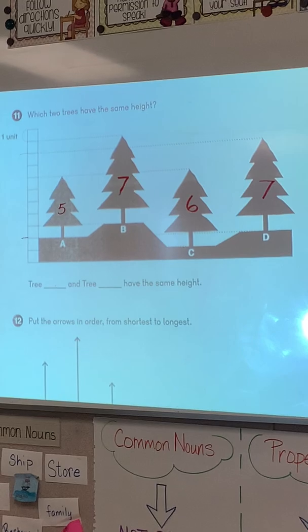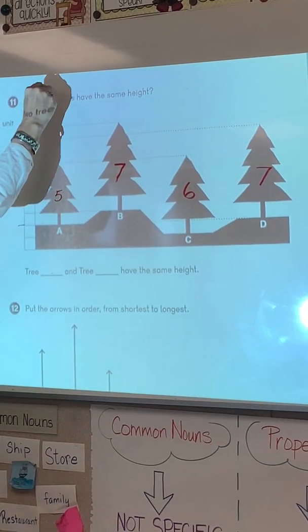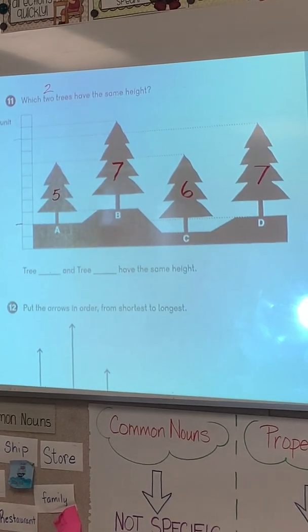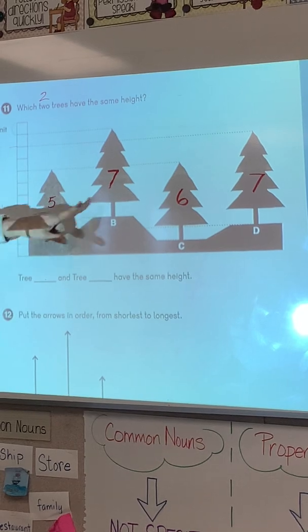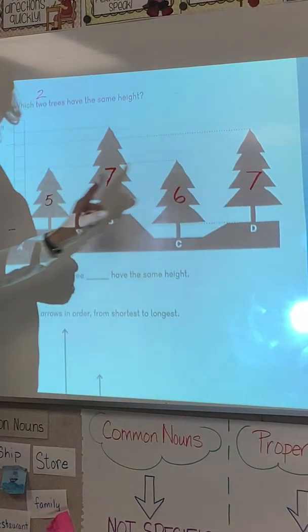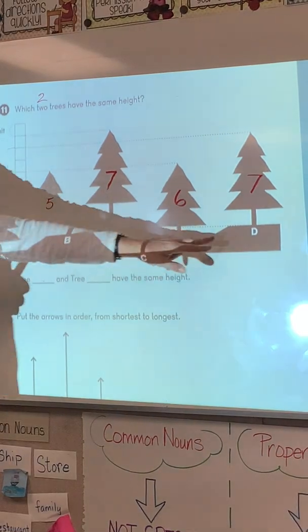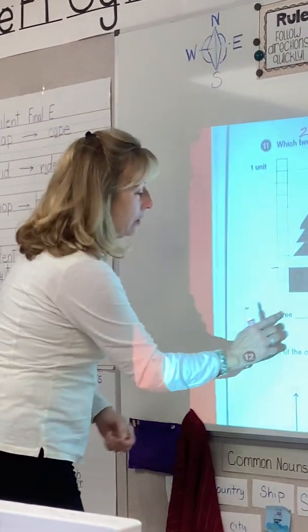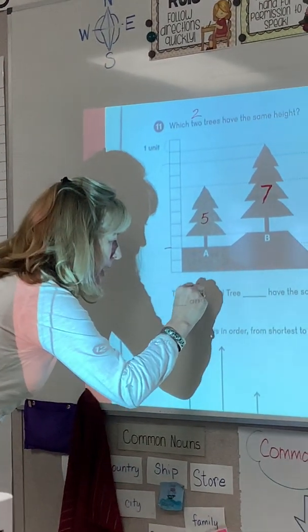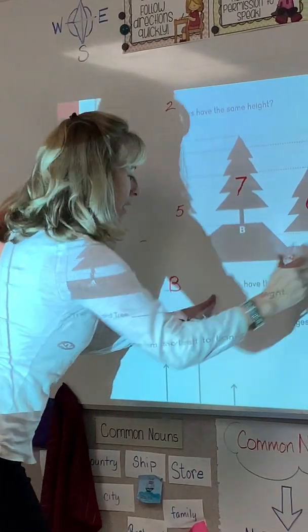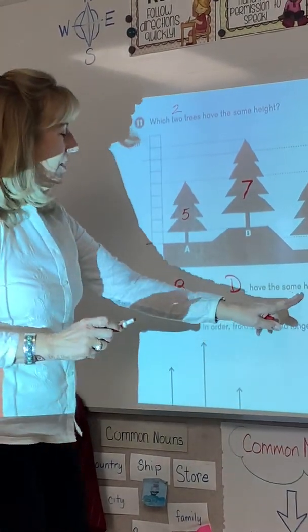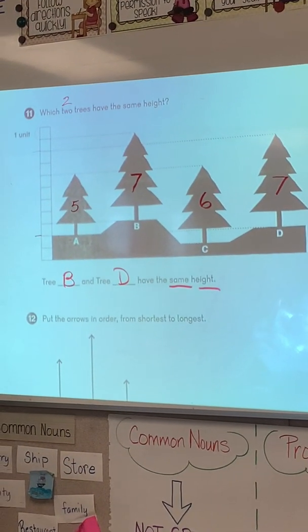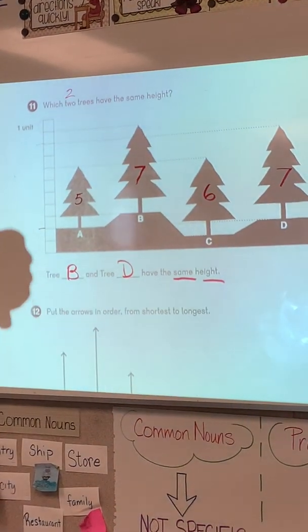Okay, let's look at our question again. Which two trees have the same height? That means they measure the same units of measure. 5 and 7, 5 and 6, where are the two that have the same? It's B and D, isn't it? Because they both measure 7 units. So we're going to write in here tree B and tree D have the same height. And we know because we measured each one of them. Okay? Very good. Let's move on to the next one.